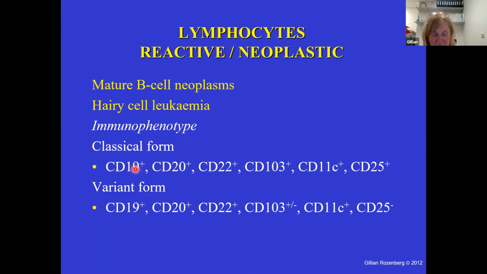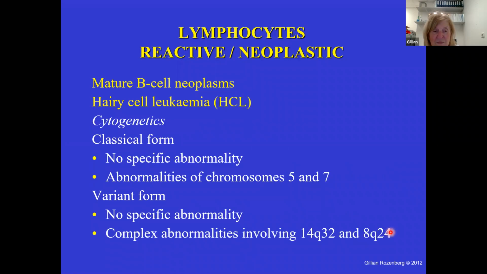Now the classical and the variant can be differentiated as well by the immunophenotyping. You can see if you look at the CD103, in the classical it's positive, and in the variant it's positive/negative. And in CD25, in the classical, it's positive, and CD25 in the variant is negative. I'm skipping the cytogenetics, but anyone who wants them, it's all there. I'd say all the most specific findings are there.